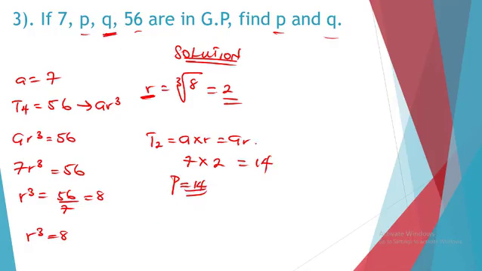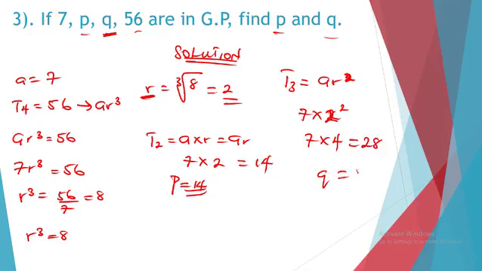Q is our T3. Our T3 is equal to ar raised to power 2. So we have a, which is 7, times r, which is 2, raised to power 2. We have 7 times 4, and 7 times 4 will give us 28. So our Q is equal to 28.